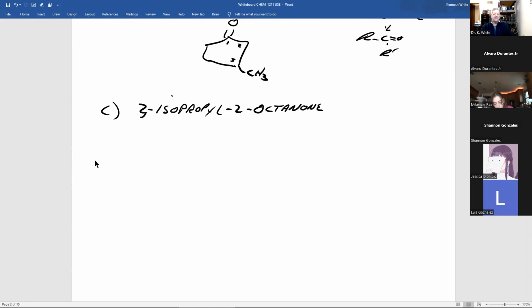And why don't you try this? Draw the structure for 3-isopropyl 2-octanol. This is something we did Monday, but let's see if you remember.